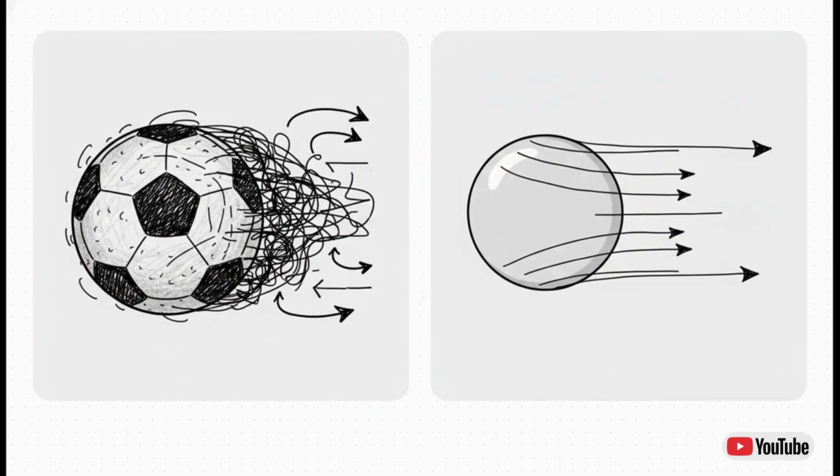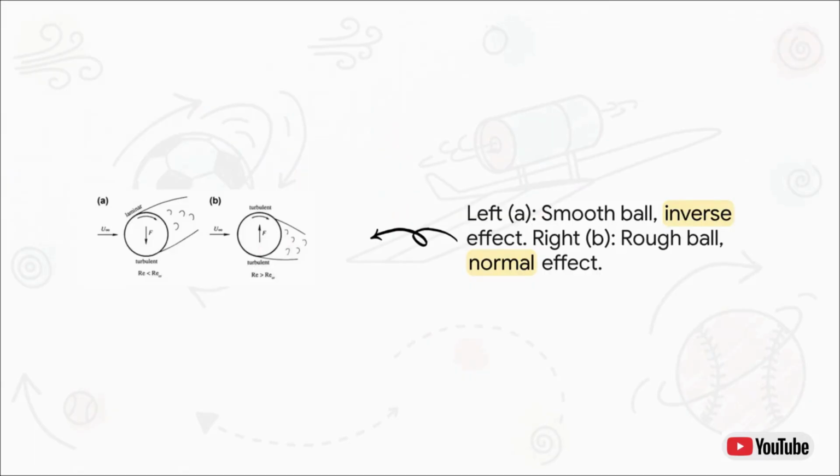But on a smooth ball, you get a sleek, laminar flow, like a calm, smooth river. That smooth layer separates from the ball much earlier, which completely flips the pressure zones and reverses the direction of the curve. And look at this comparison right here. It's night and day. On the left, with the smooth ball, you can see the forces pushing against the direction of the spin. But on the right, with the rough ball, the force goes with the spin. The only thing that changed was the texture.